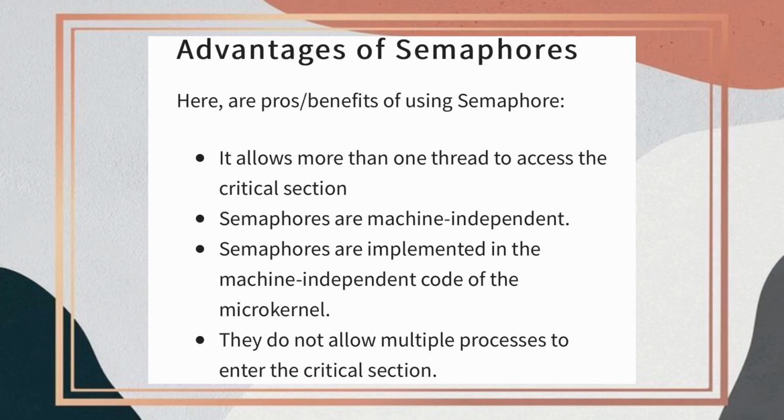Let us now move on to the last part of the discussion, which is the advantages of semaphore. So here are the benefits of using semaphore. Number one is it allows more than one thread to access the critical section. Number two is semaphores are machine independent. Third one is semaphores are implemented in the machine independent code of the microkernel. And then fourth, they do not allow multiple processes to enter the critical section.